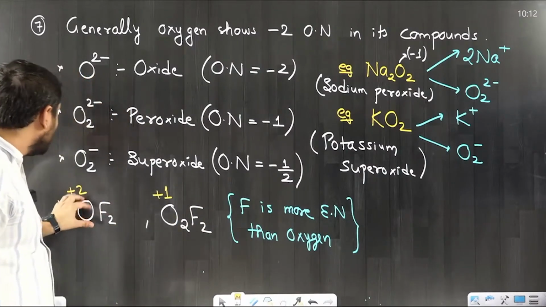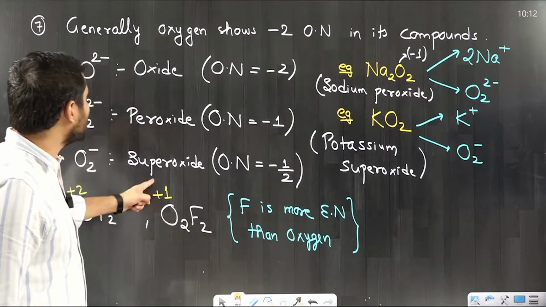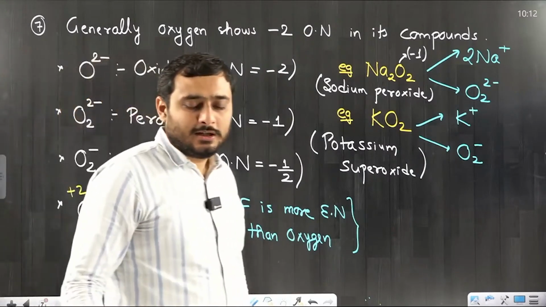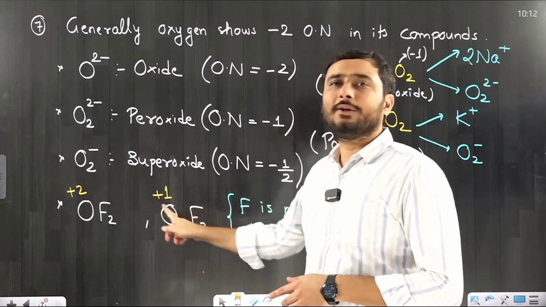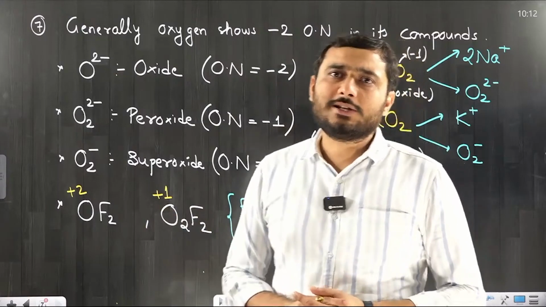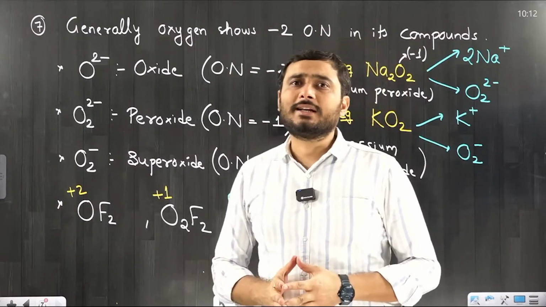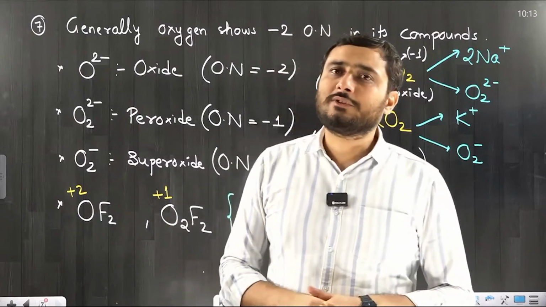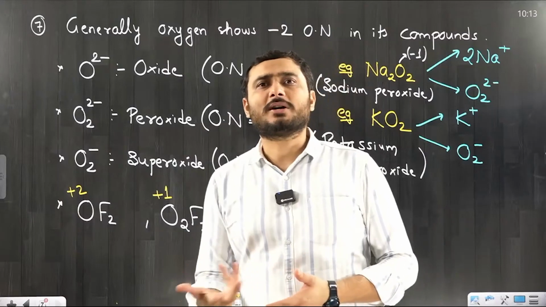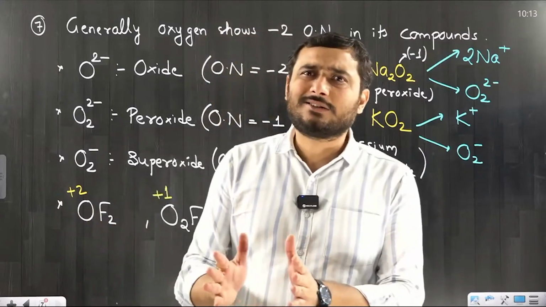Now, in OF2, what is the oxidation number of oxygen? Plus 2. In O2F2, what is the oxidation number of oxygen? Plus 1. So, there are only two compounds of oxygen, OF2 and O2F2, where oxygen can show plus 1 oxidation state and plus 2 oxidation state. The reason is, fluorine is more electronegative than oxygen. So, fluorine will show negative, oxygen will show positive. There is one more ion, the ozonide ion, O3 negative, but that is not required.